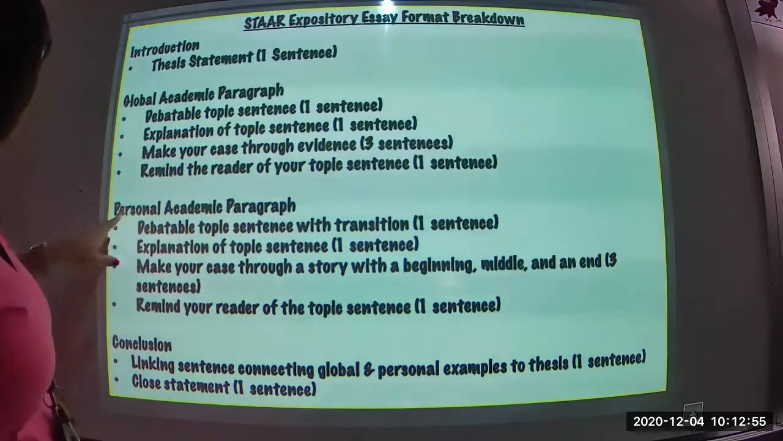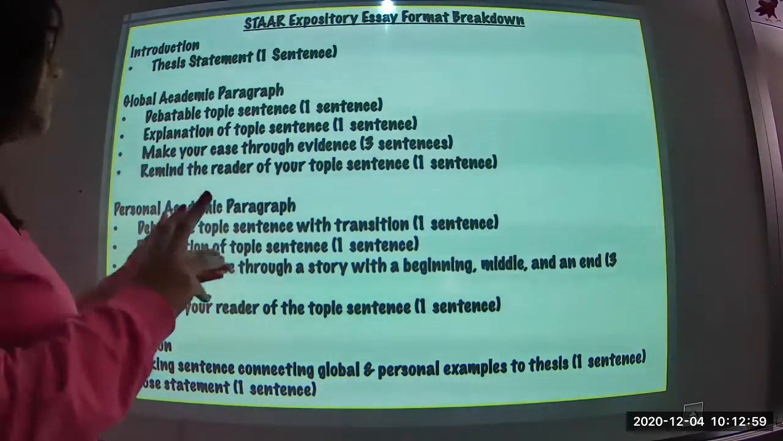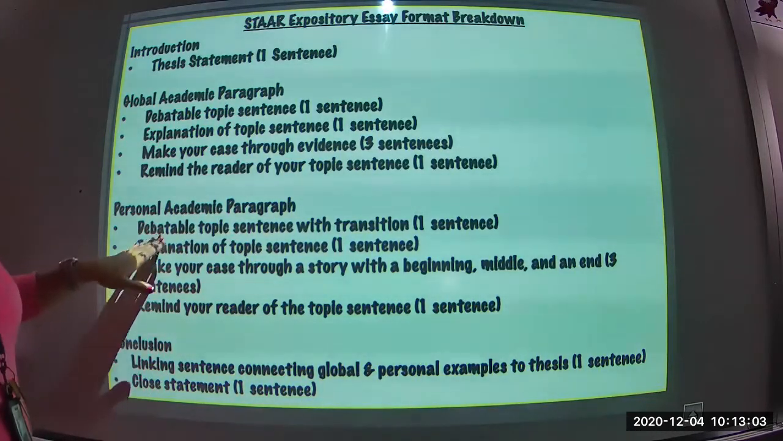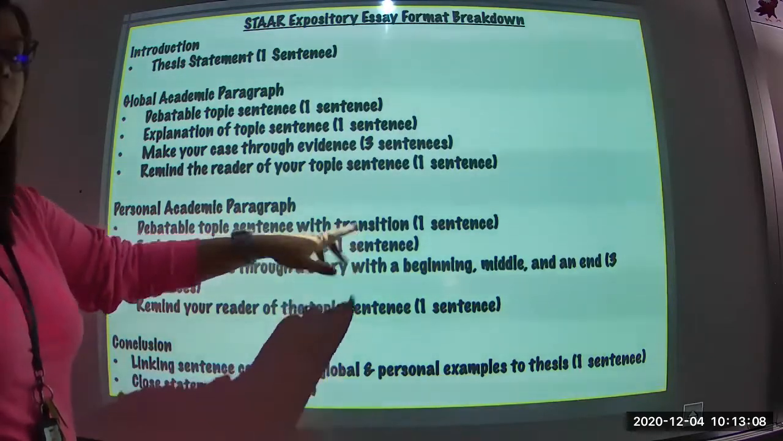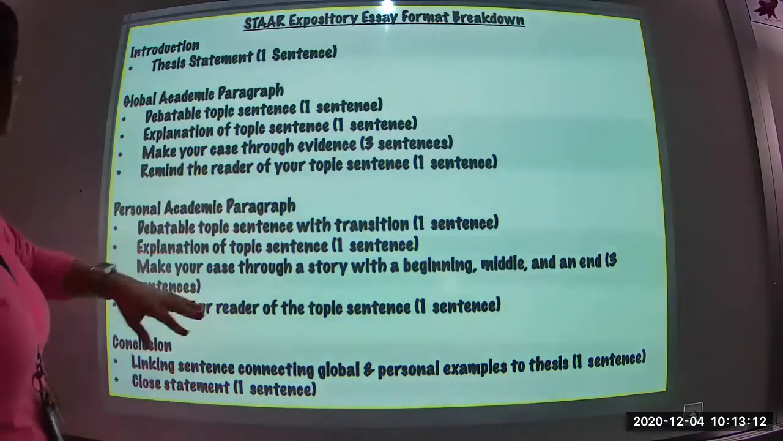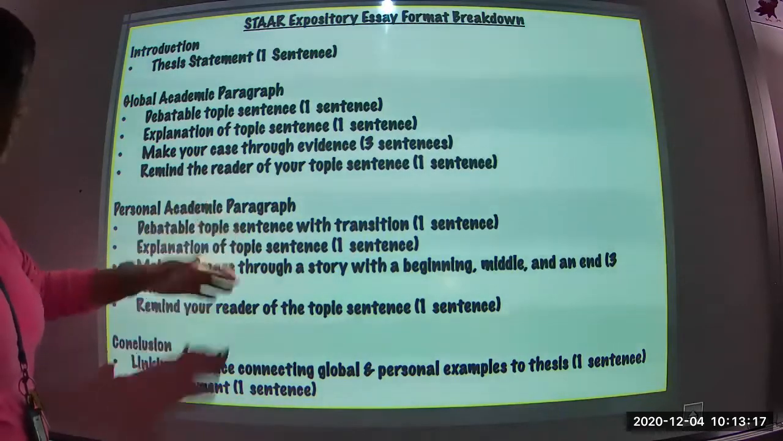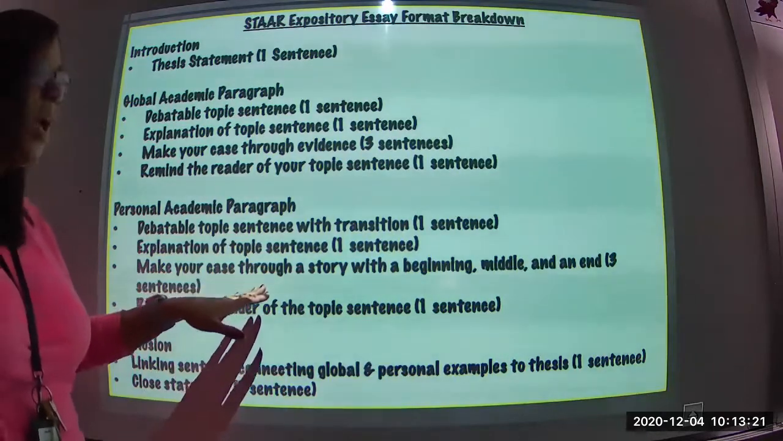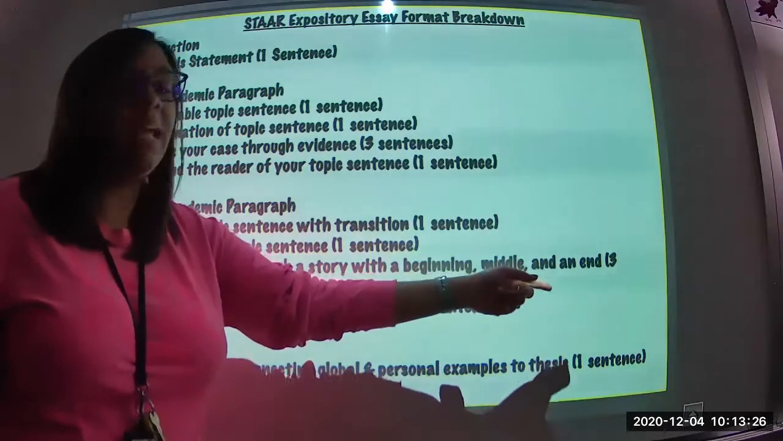Okay? And then the personal academic paragraph follows more or less the same format. It only changes in 1 section. So again, you're going to also have that debatable topic sentence, this time with a transition, because you want to tie in both paragraphs, okay? Then you're going to explain your topic sentence, and in this case, you are going to make your case, but through a story that should have a beginning, middle, and end.